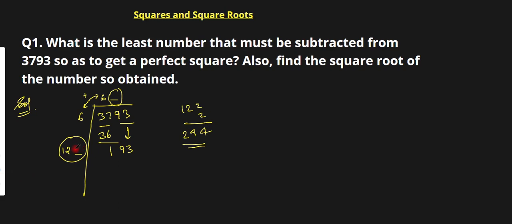So here 121 ones are 121, because 121 is less than 193, right? Now 3 minus 1 will give you 2 and 9 minus 2 will give you 7. So 72 is the remainder. Now 72 is the least number that must be subtracted from 3793. So this is the least number to be subtracted from 3793.